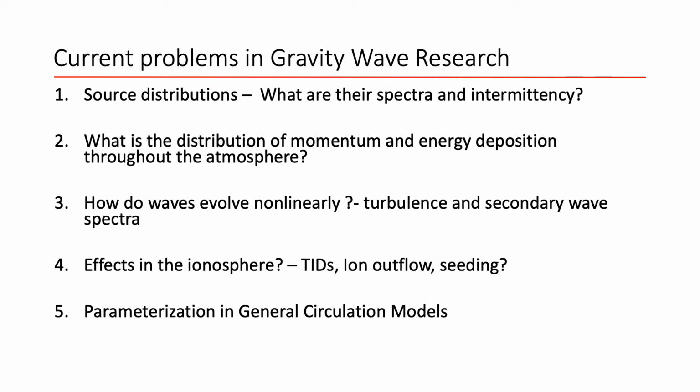So I'll finally talk about some of the current problems in gravity wave research. The first one is still having a good description of the source distributions, their intermittency, and what spectra of waves are generated from these sources in general. This is still not well known. We have these satellite studies, but again they suffer because of the temporal resolution of satellite images. They move over so fast and they sample a single point maybe once or twice a day, so you don't get any sense for the evolution of these sources.